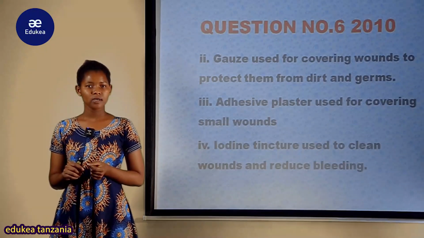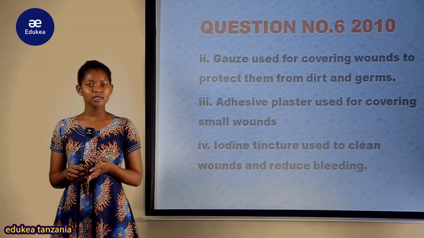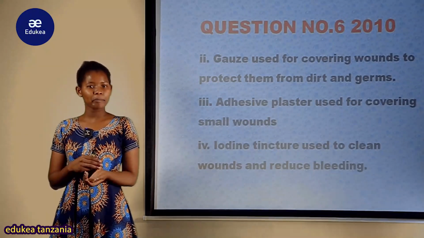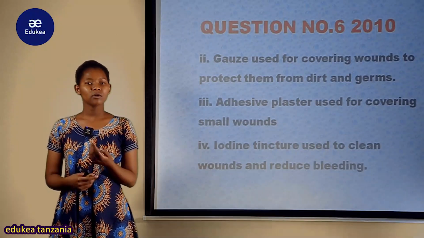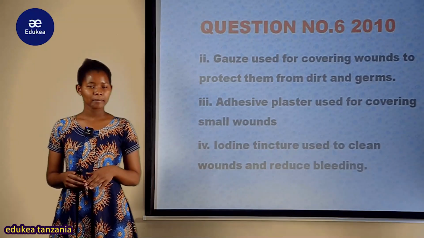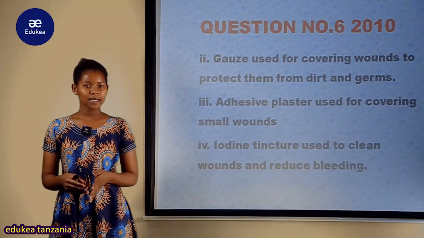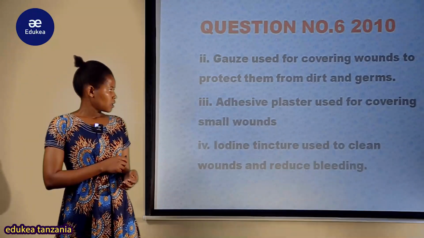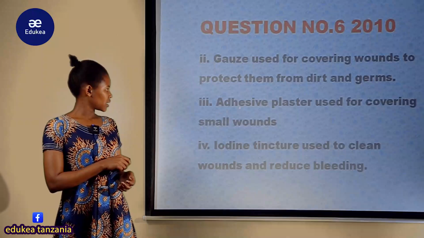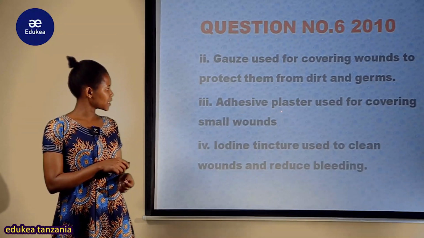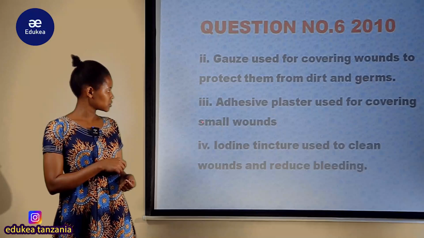That is the gauze. Na mostly ukifuatilia unaweza ukaona watu wengi ambao wanapatwa na tatizo wanafungwa, wanaikwa pamba vizuri yenye dawa, then wanafungwa na gauze kwa juu. Bandage ni in case mtu amevunjika mguu au mkono na kadhalika. Also we have adhesive plaster. We can see adhesive plaster is used for covering small wounds.